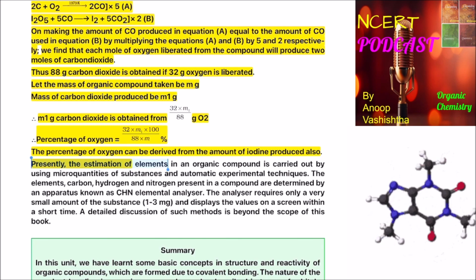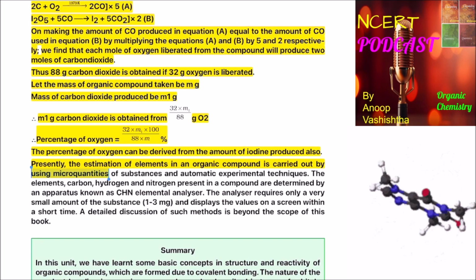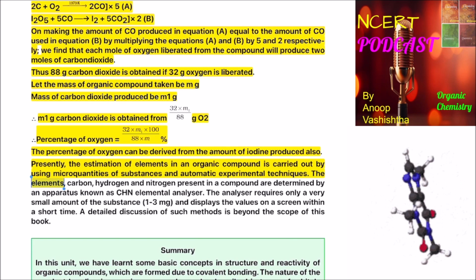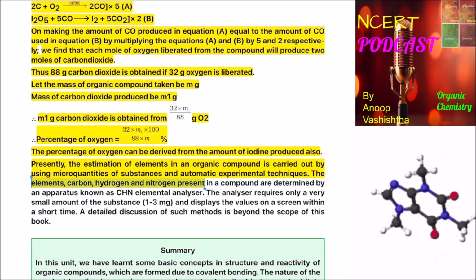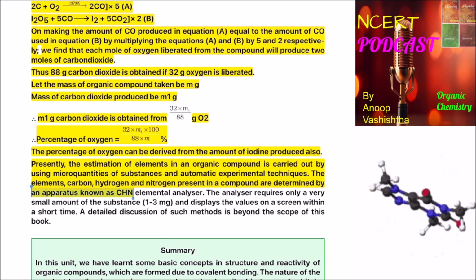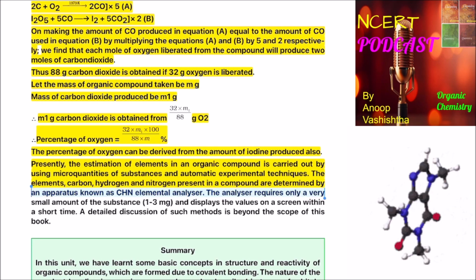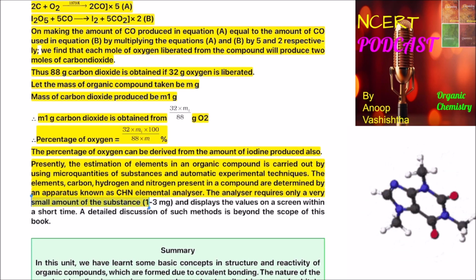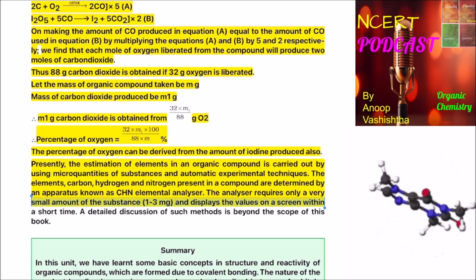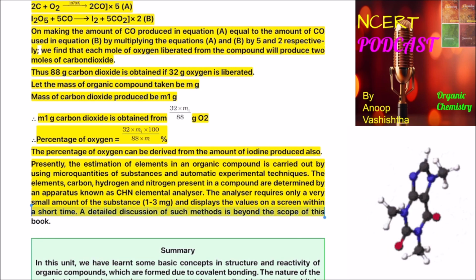Presently, the estimation of elements in an organic compound is carried out by using micro quantities of substances and automatic experimental techniques. The elements carbon, hydrogen and nitrogen present in a compound are determined by an apparatus known as CHN elemental analyzer. The analyzer requires only a very small amount of the substance, 1 to 3 milligrams, and displays the value on a screen within a short time. A detailed discussion of such methods is beyond the scope of this book.